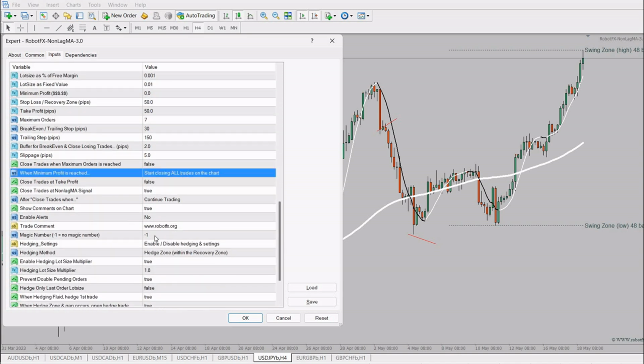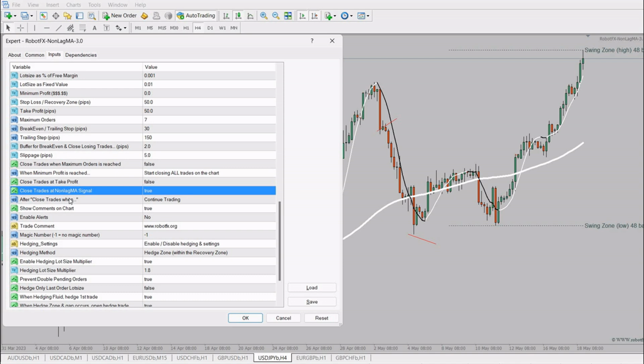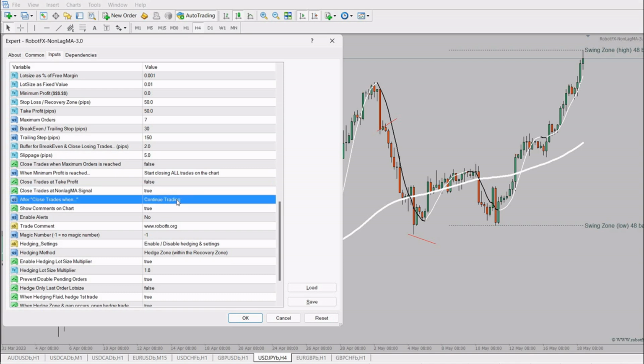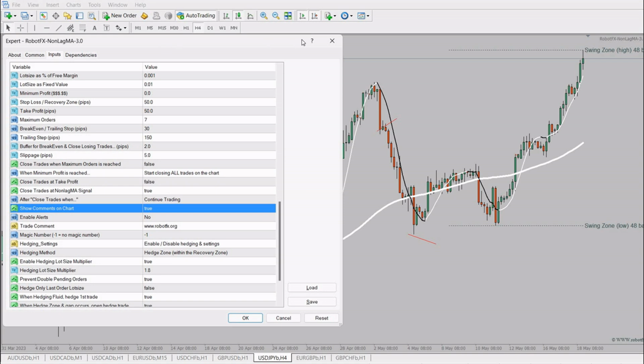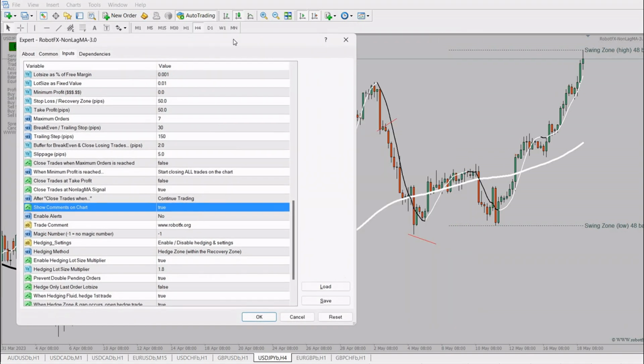Okay, so this is what the expert advisor should do after close trades, when the things above happen. By default, it probably should be continue trading. And then we have the option to show or not the comments on the chart. And these are the comments right here. Well, basically information about the lot size, the broker, and so on.